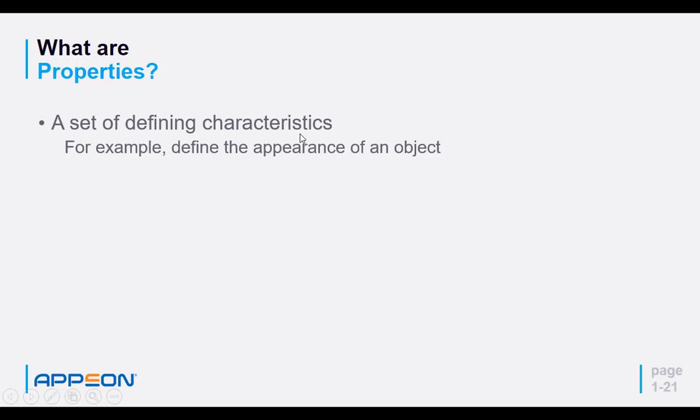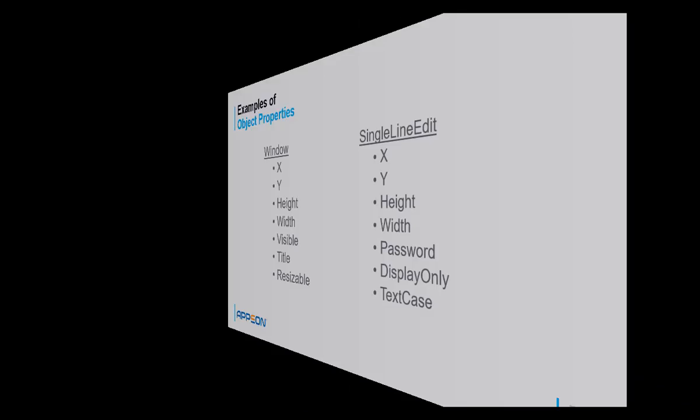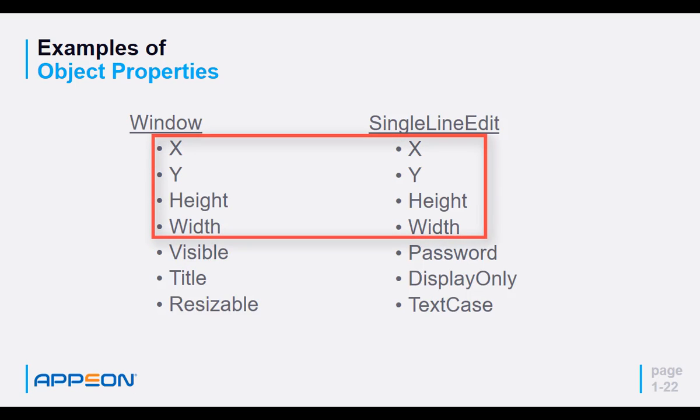So what are properties? Properties are defining characteristics of an object, and they define the appearance of an object if it's a visual object. Properties don't change, but property values do change over time. So let's have a look at a comparison between a window and an edit box called a single line edit inside of PowerBuilder. You can see the first four properties are the same: its current XY location on the display adapter and its width and height.